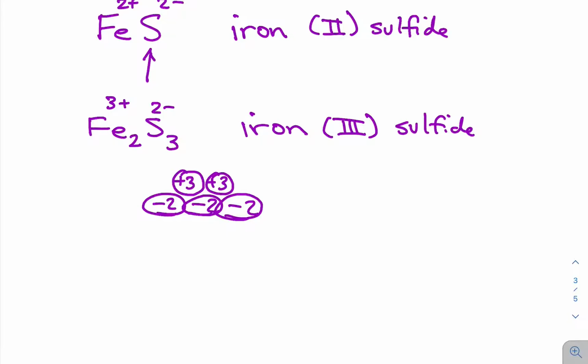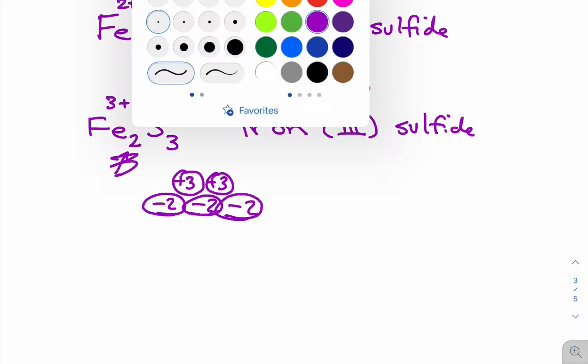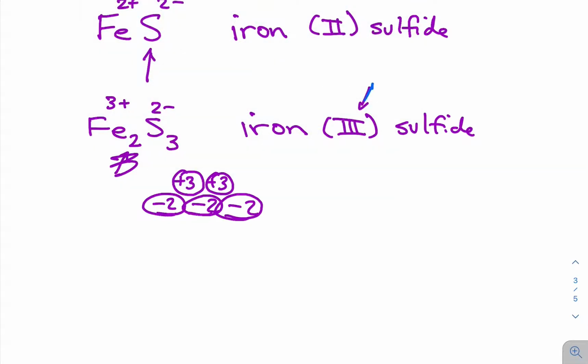All right. One more time. That number and that number are not related. What's related is the Roman numeral and the charge on the cation. All right. Those are the two that correspond to each other.